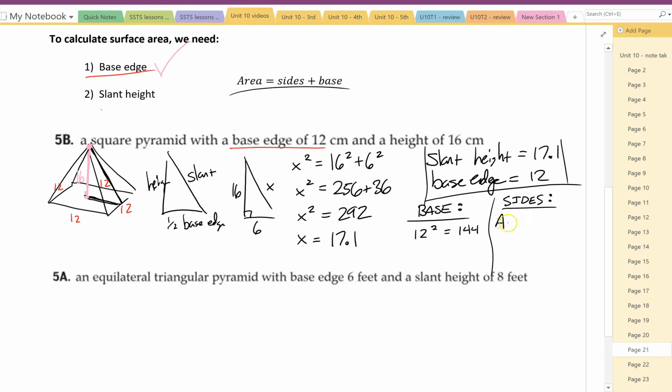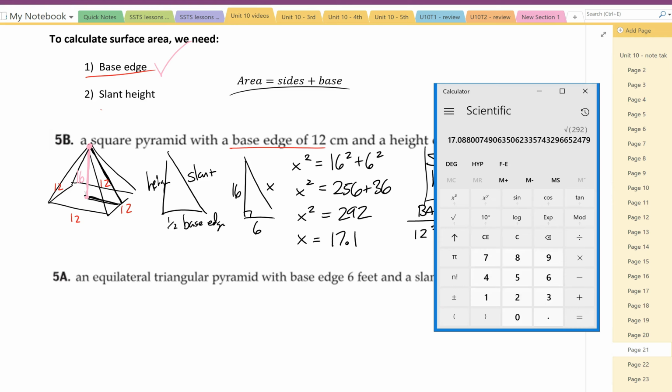So the area of the sides, since I have 4 of them, I'm going to multiply by 4, and then it's going to be 4 times 12 times 17.1 divided by 2. All right, so this stuff in the big parentheses, that's just the area of one of those triangles, but then I'm going to multiply that by 4 eventually since I have 4 of those triangles. So 12 times 17.1 divided by 2.